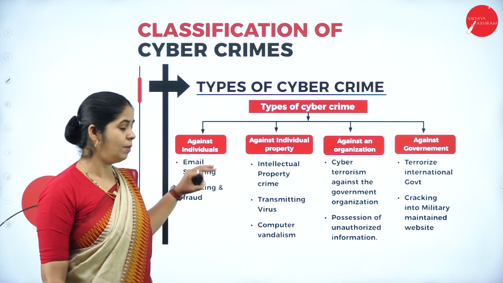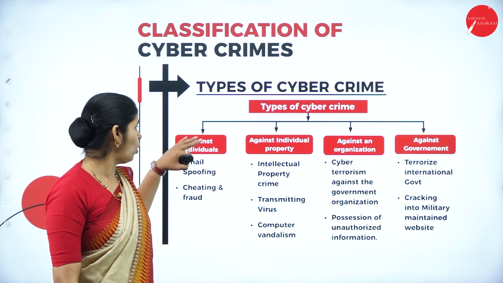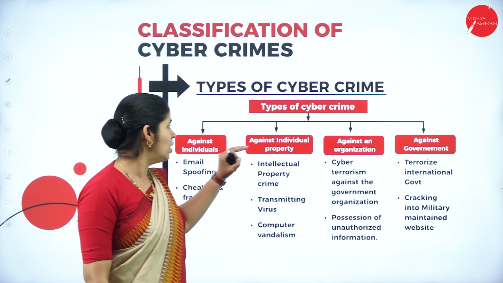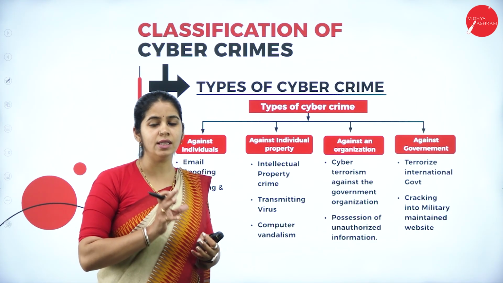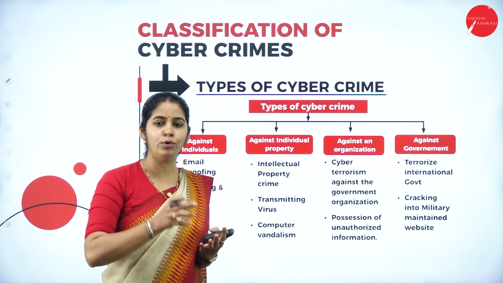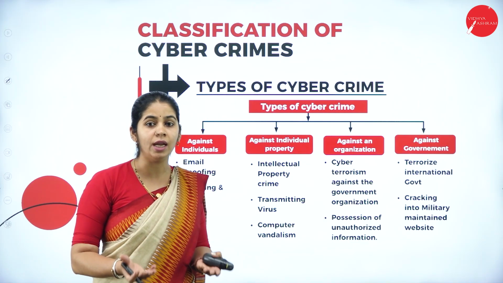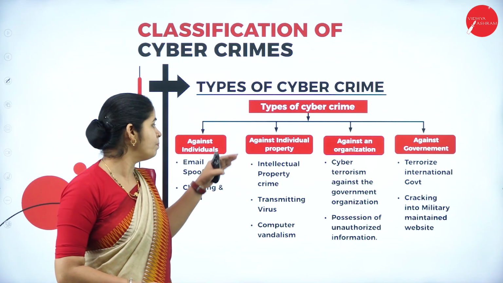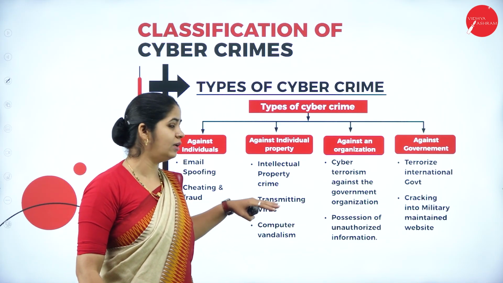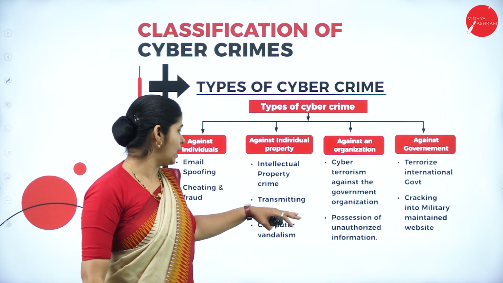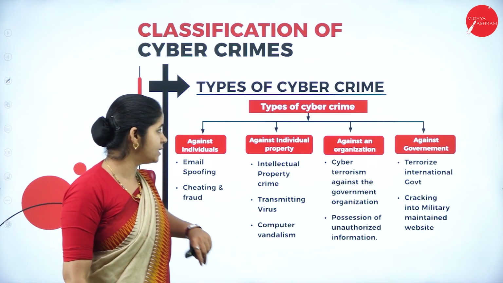What falls under the individual? Email snooping, cheating, frauds, identity theft, all fall under cybercrime against the individual. When it comes to individual property, property is not only land or something like that. In cyberspace, every device, a computer, laptop, your iPad, your phone, everything is considered property because it belongs to a particular individual, right? So that is also property. Intellectual property is also there. Crimes against devices, such as stealing the device or transmitting viruses to the devices, fall under cybercrime against individuals' property.